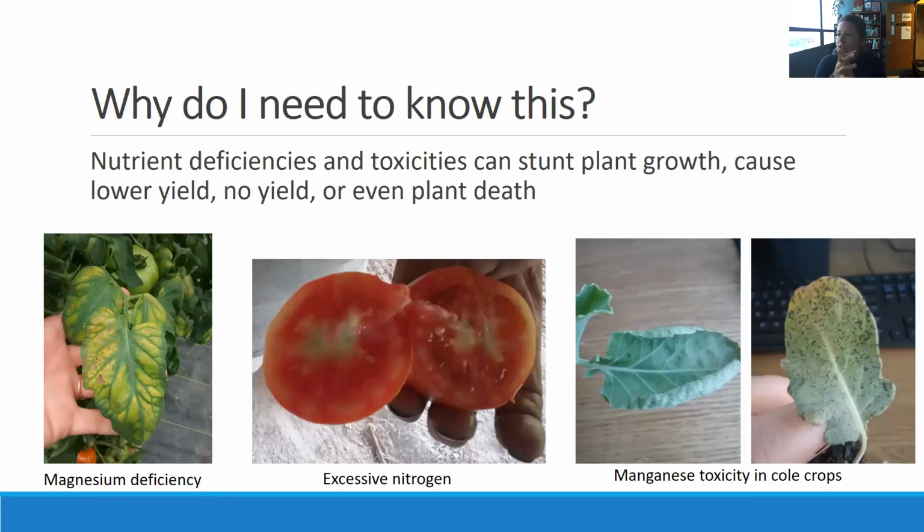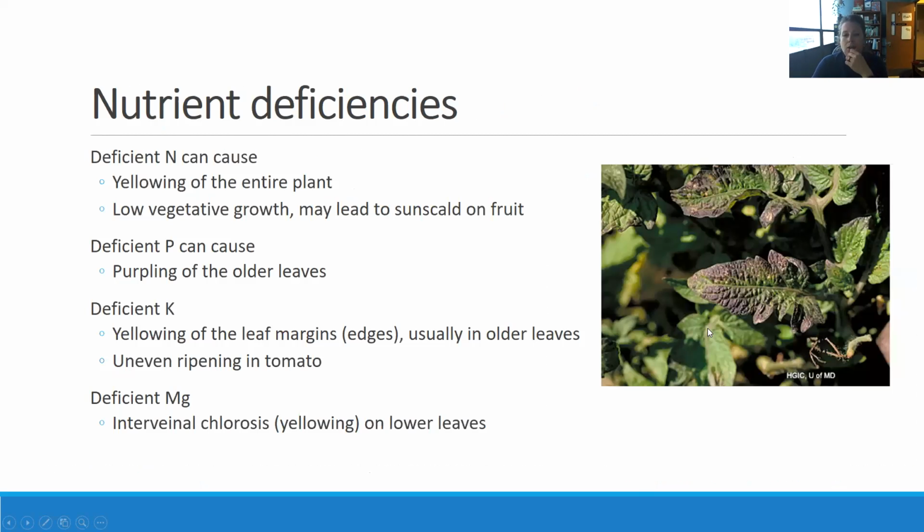So why am I talking about all this, right? Nutrient deficiencies and toxicities can stunt plant growth, cause lower yield, no yield in some cases, or even plant death. Here are some examples: magnesium deficiency, classic; excessive nitrogen, this white core; manganese toxicity in cole crop seedlings, very sensitive here. These black speckles and this curling, very classic. So it's not just deficiencies that we need to be worried about, but also toxicity.